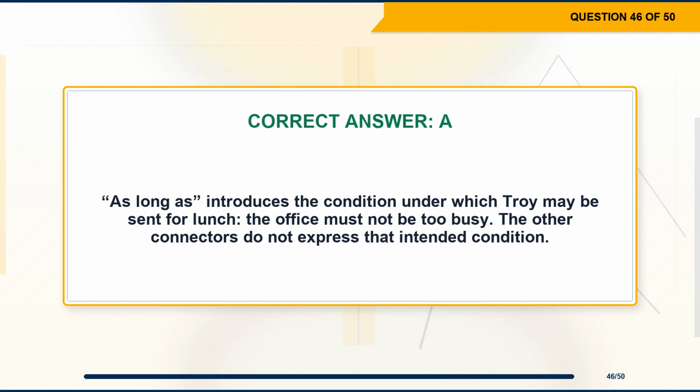Explanation: as long as introduces the condition under which Troy may be sent for lunch, the office must not be too busy. The other connectors do not express that intended condition.